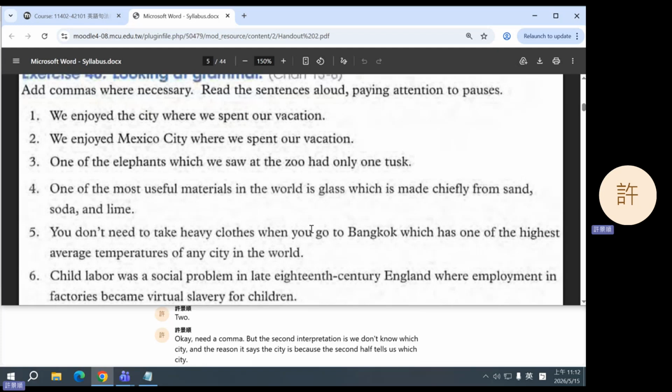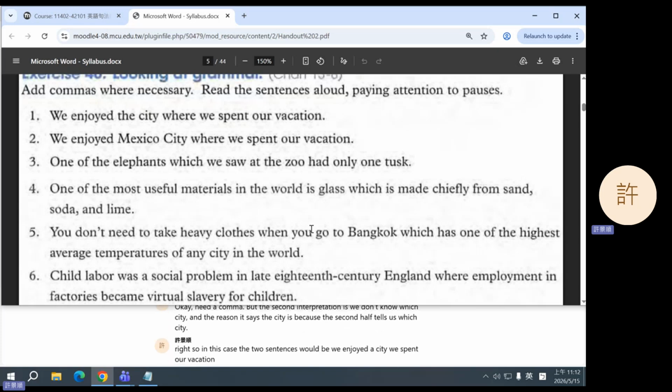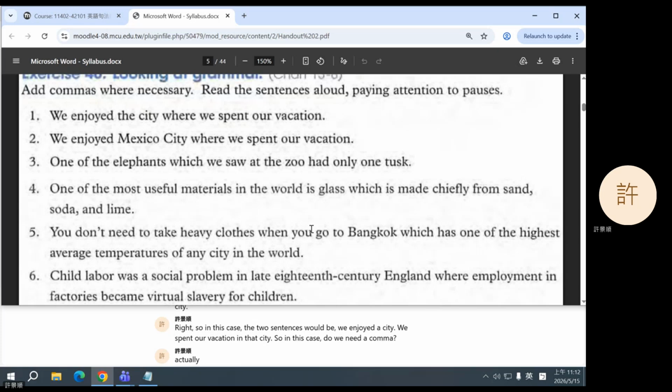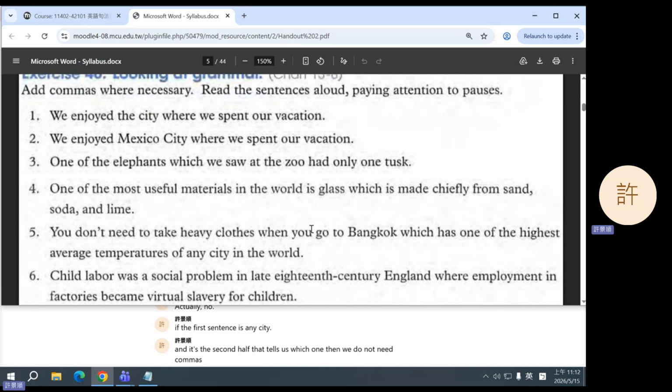Right? So in this case, the two sentences would be we enjoyed a city. We spent our vacation in that city. So in this case, do we need a comma? Actually, no. If the first sentence is any city, and it's the second half that tells us which one, then we do not need commas. Okay. You want to try the next one?